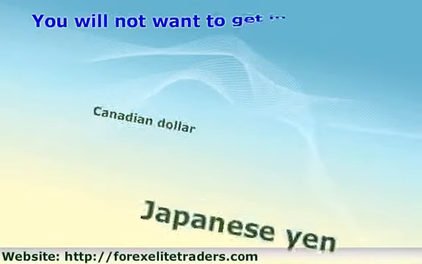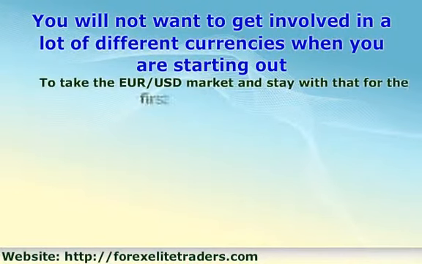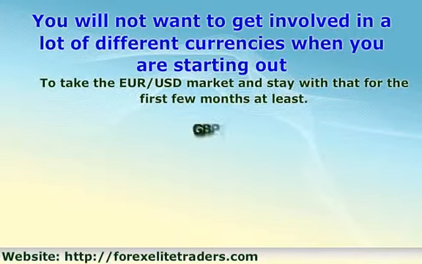You will not want to get involved in a lot of different currencies when you are starting out. The best thing to do is probably to take the EUR/USD market and stay with that for the first few months at least. GBP/USD would be the second choice of the major Forex pairs for most new traders.